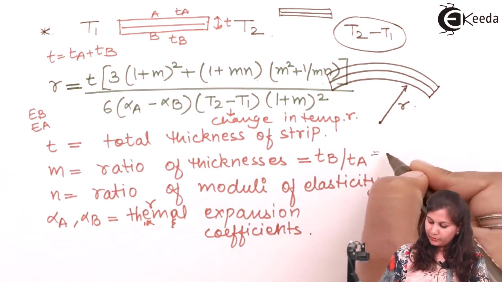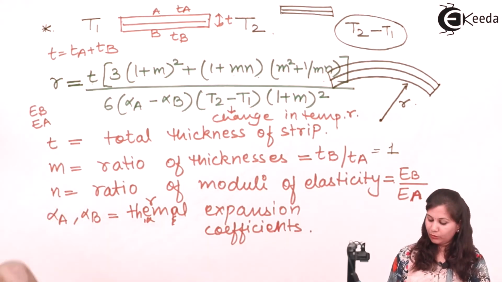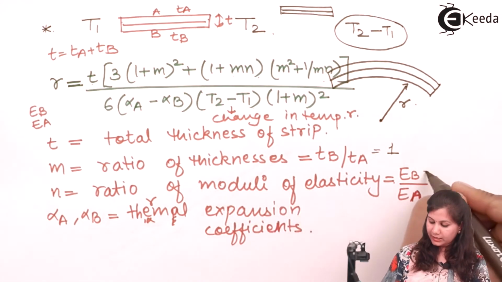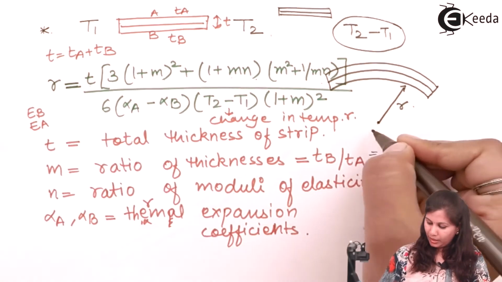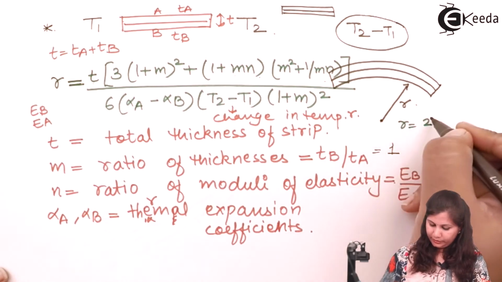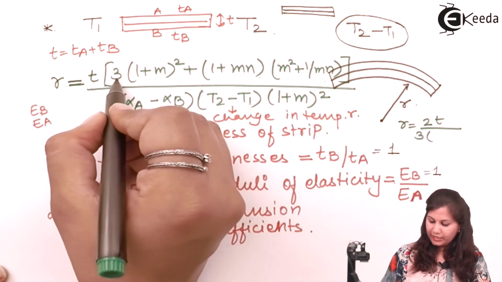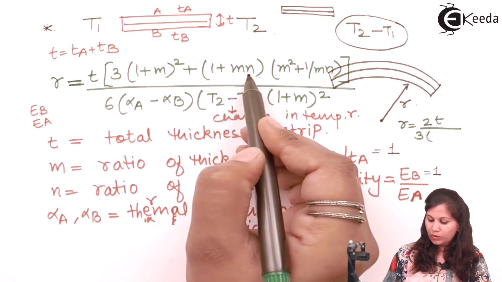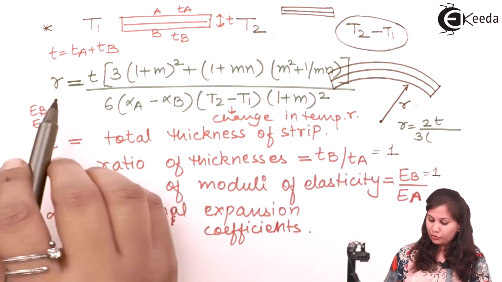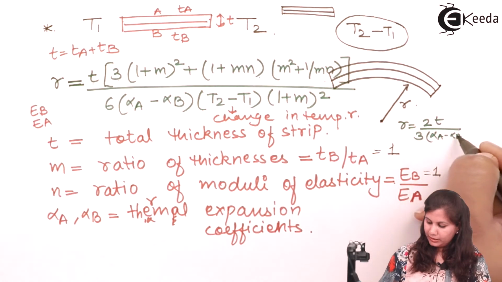Okay, means if the thicknesses of metal A and metal B strips are equal, and also their moduli of elasticity are equal, then this formula is reduced to R equals 2T upon 3, because here we are having 1 plus 1, 1 plus 1, 1 plus 1. Okay, so we are getting here 2T upon 3 alpha A minus alpha B and T2 minus T1.